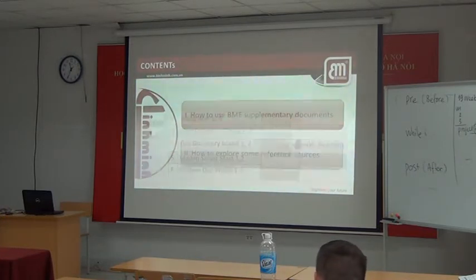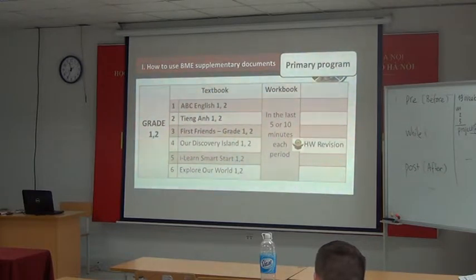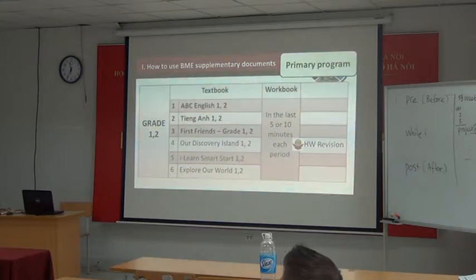For the first one, for the primary program, grade 1 and 2, we have 6 kinds of different textbooks because there are a lot of schools in Hanoi and some schools choose this book, but other schools choose another book. So with 6 kinds of books, we have the textbook and the workbook together with that. And the workbook, you need to spend the last 5 or 10 minutes each period to ask students to cover some exercises in their workbook.